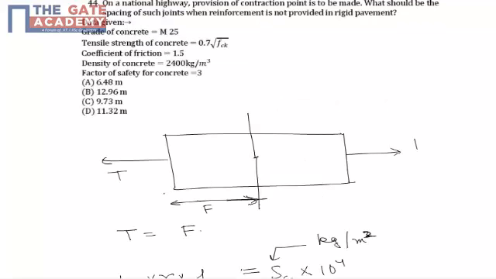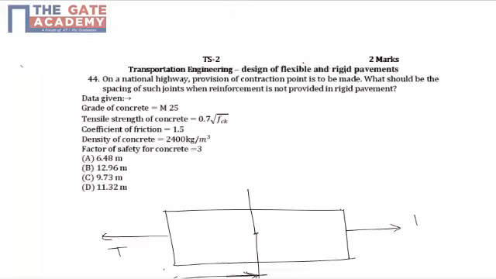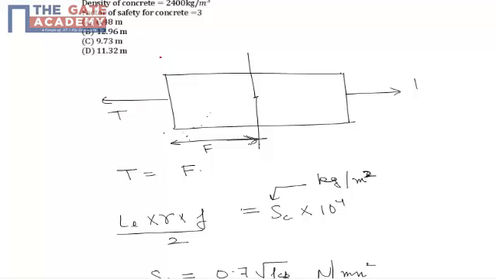Hello students, the following question is a 2-mark question from the topic of transportation engineering, design of flexible and rigid pavements. Here it asks: when no provision of reinforcement is provided in rigid pavement, what should be the spacing of contraction joints?